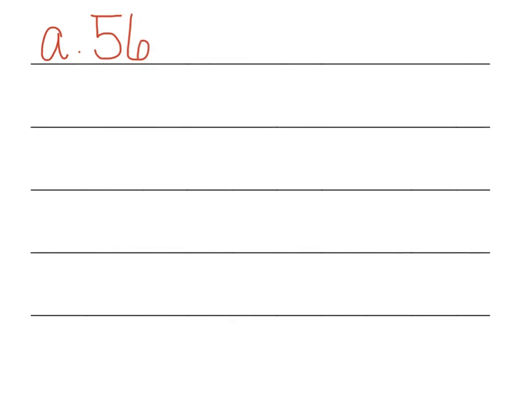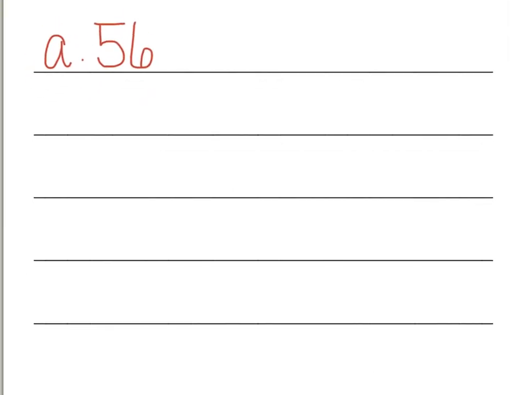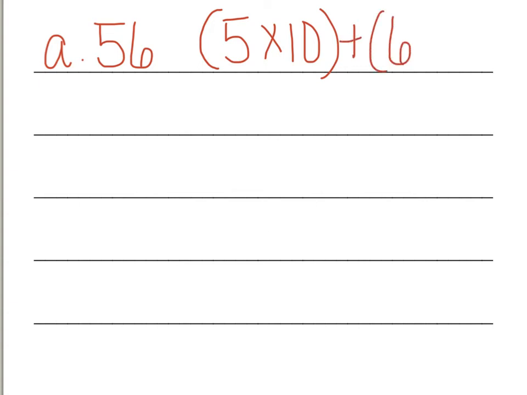All right, let's try some practice. Let's do A, and you give me expanded form for 56. So if you were to write that in expanded form, don't forget, 5 is in the tens place, plus 6 is in the ones place. So that would be your expanded form. Check. Do you have your parentheses on both sides? Check. Do you have your plus sign in the middle? All of those things are needed for this to be correct.